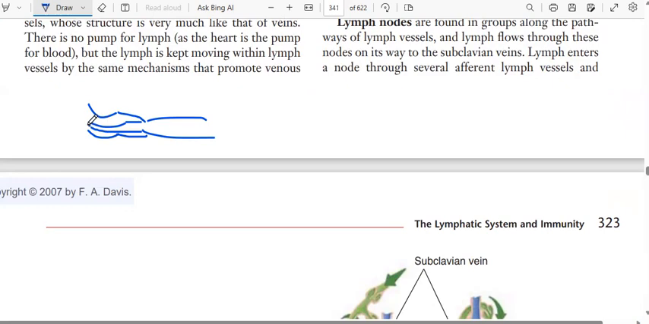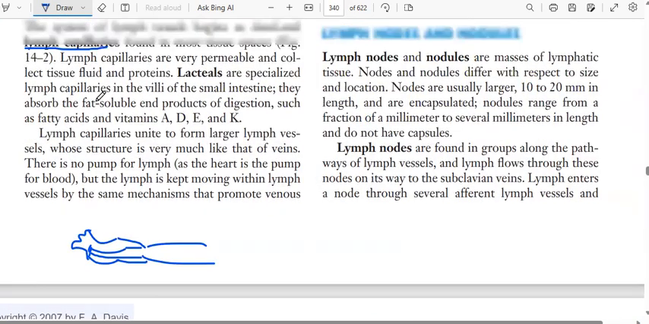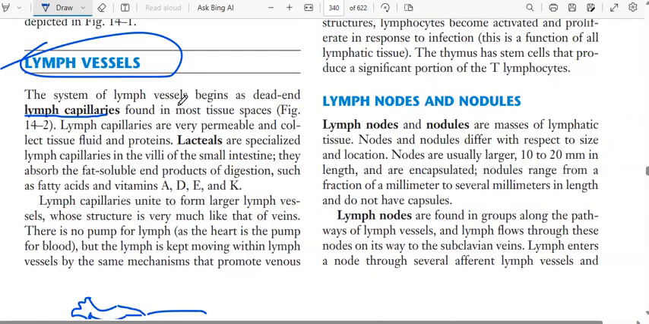Capillaries. So these are the small capillaries, which are attached to the cell. Okay, found in more tissue. Lymph capillaries are very permeable and collect tissue fluids and proteins. So what do they collect? Tissue fluid and proteins.